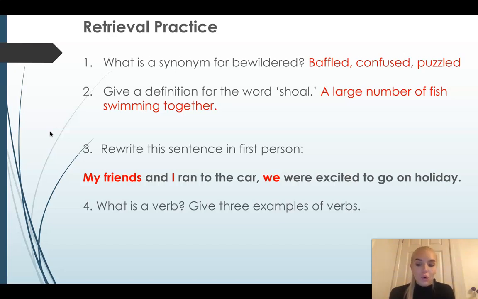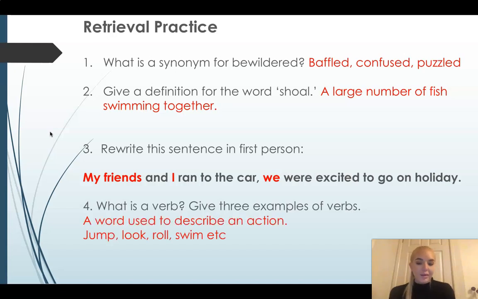Finally, then number 4, what is a verb? And give 3 examples of verbs. So a verb is a doing word. It's a word to describe an action, something that you do. Some examples of verbs, there are so many verbs that you could possibly do, but some examples are jump, look, roll, swim. Don't worry if you haven't got some of my examples because there are thousands of different verbs that you could have chosen, as long as your word is used to describe an action, a doing word.